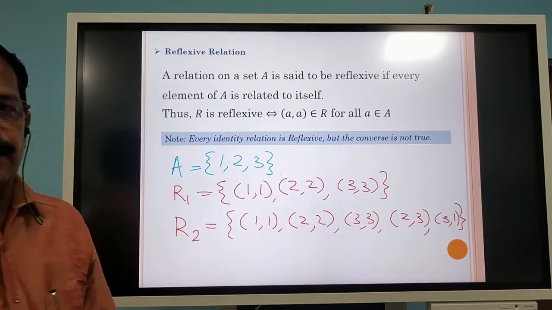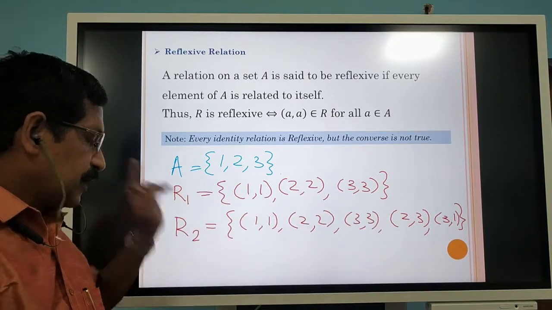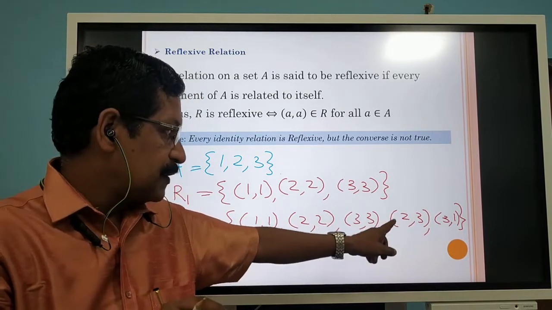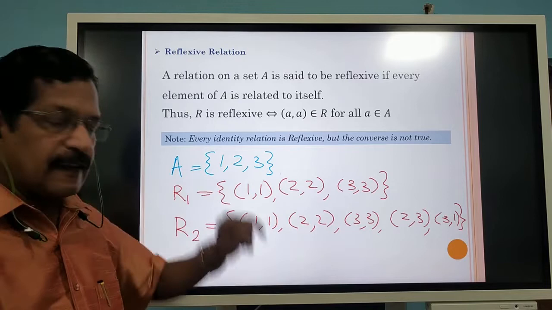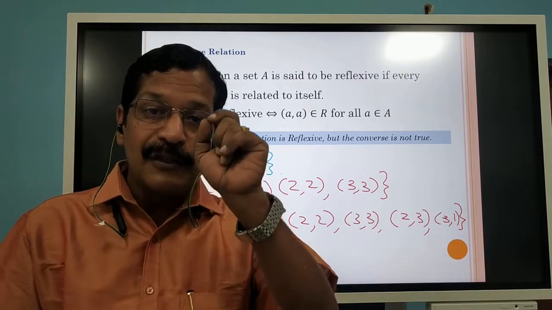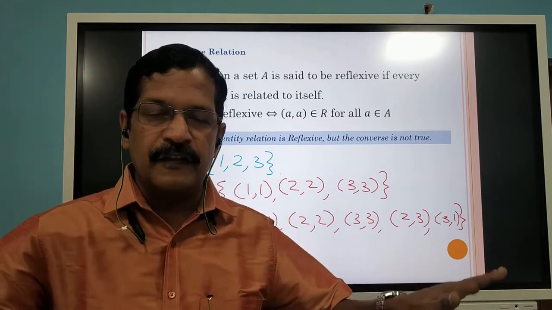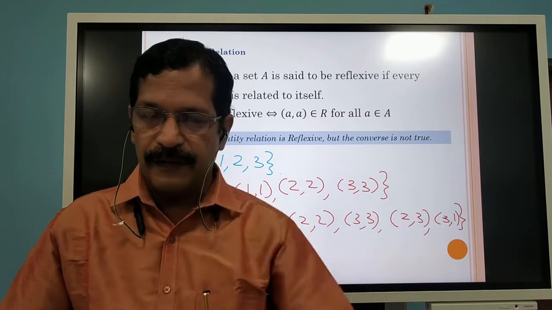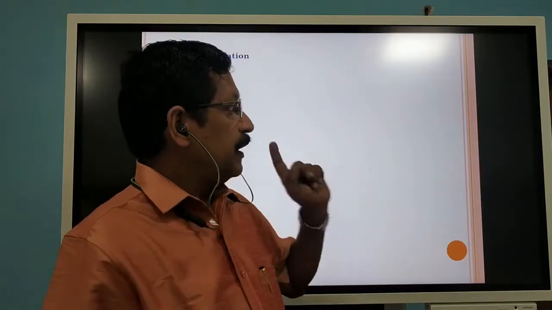See, in this case, R1 is reflexive as well as identity. But R2 is not identity. Why? Because all elements are related to themselves, but 2 is related to 3 also, and 3 is related to 1. So in the second case, R2 is reflexive but not identity. So we can conclude that every identity relation is reflexive, but every reflexive relation is not an identity relation. Okay, it's clear now.